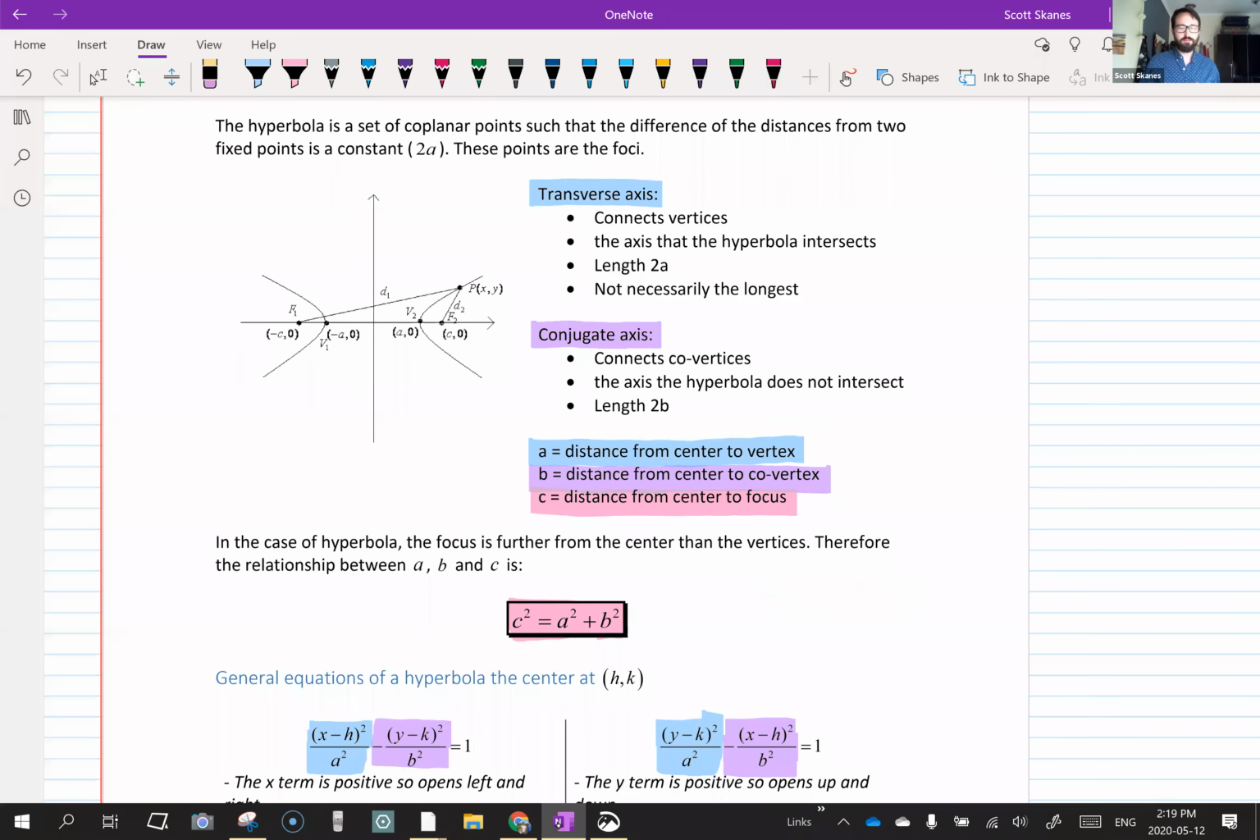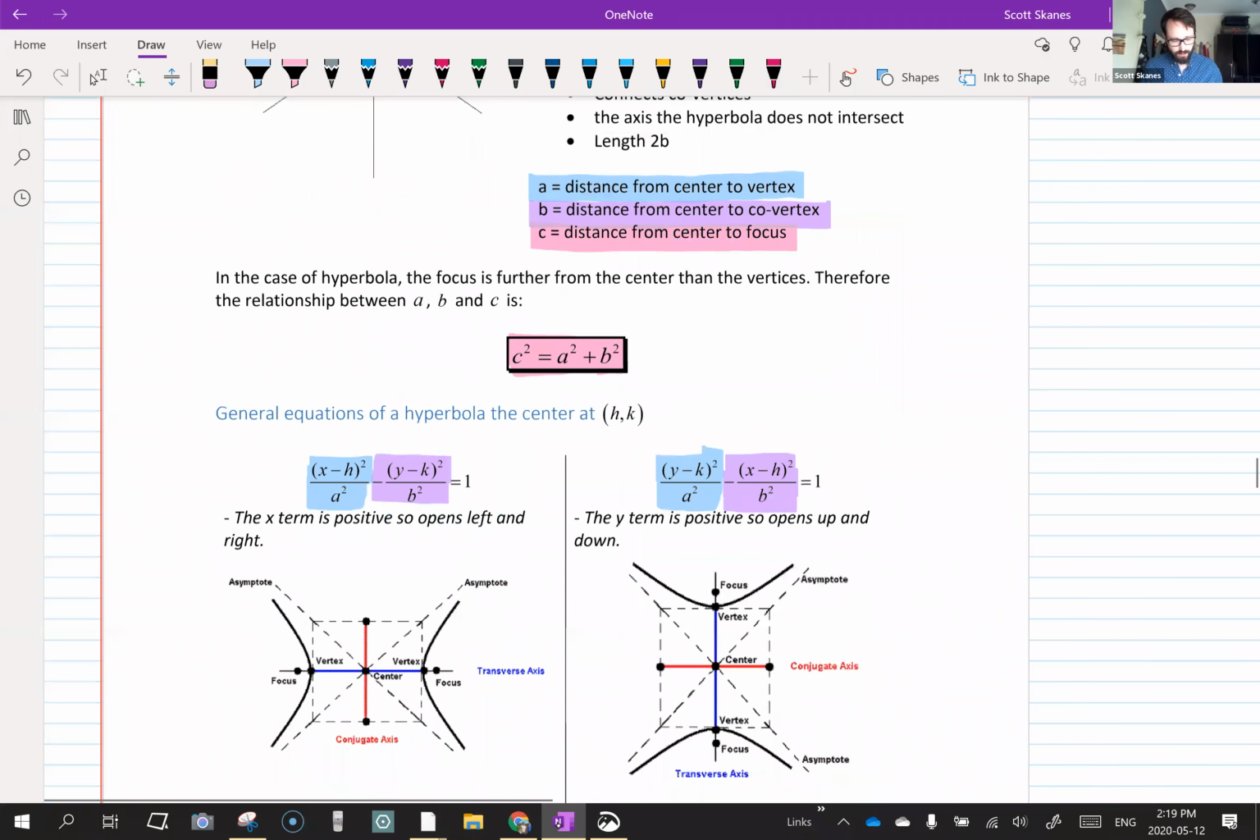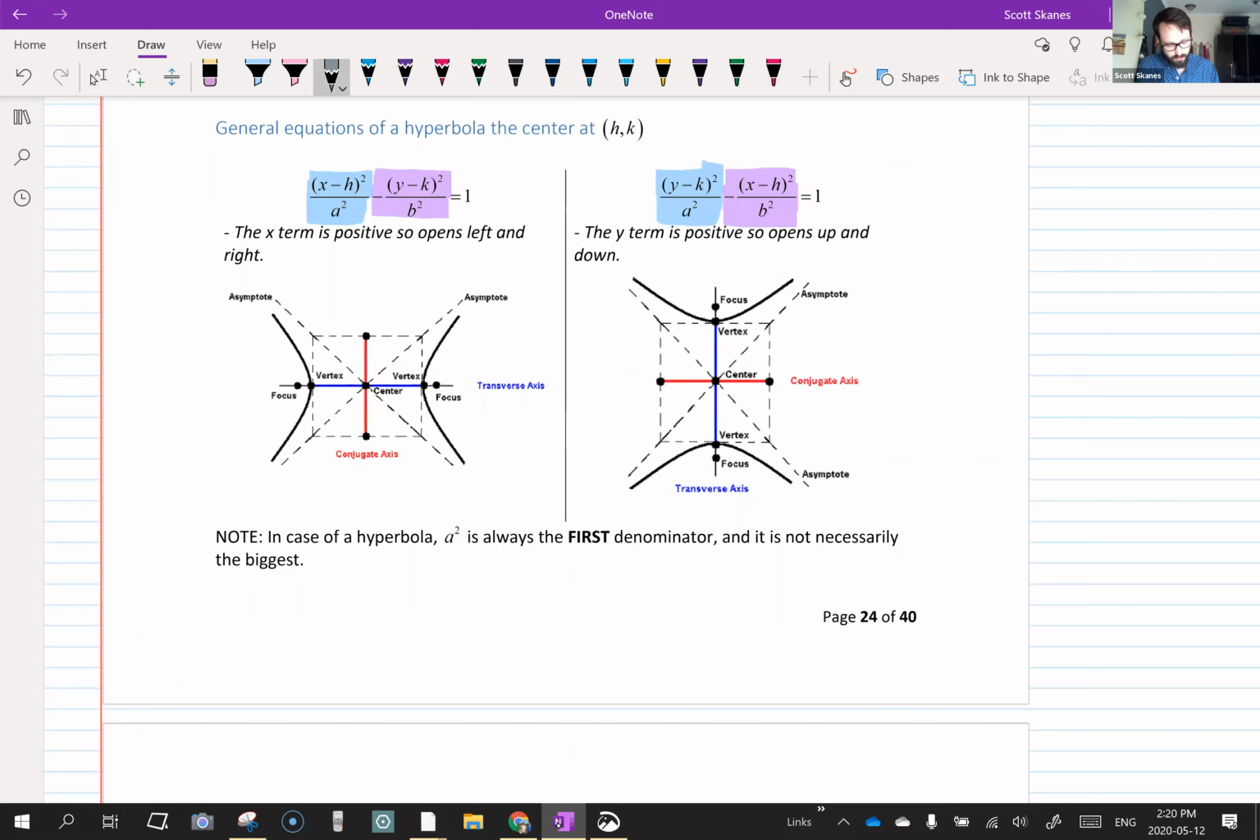I want to go through the problems. You'll see that these are very similar to the ellipse, as I keep saying. So if you're okay more or less with the ellipse, you'll be okay with the hyperbola as well. Notice here, the x squared piece came first. The first piece always has the a. It's not necessarily the longest axis.